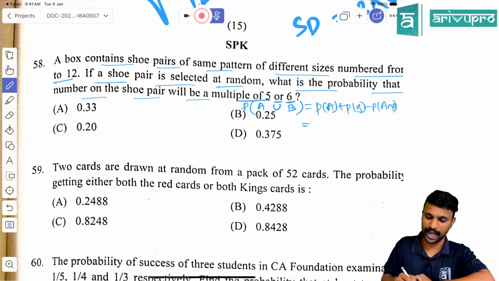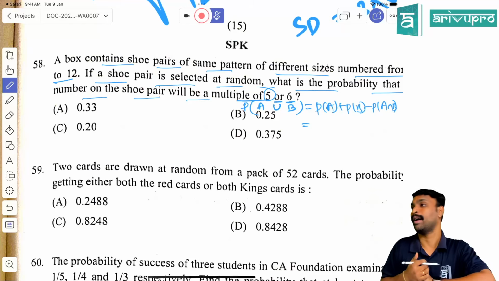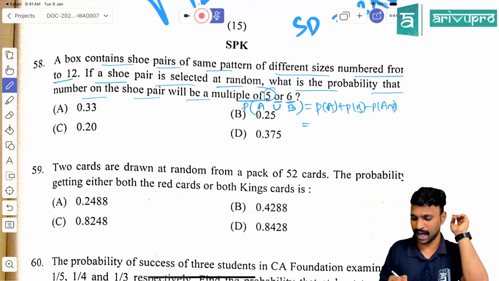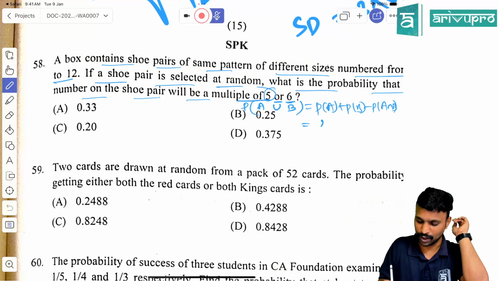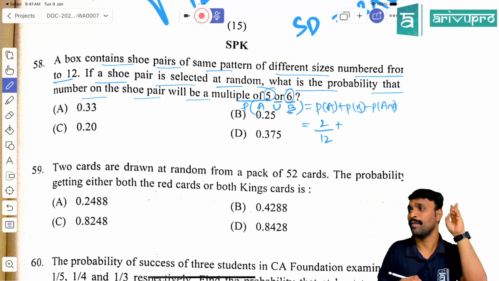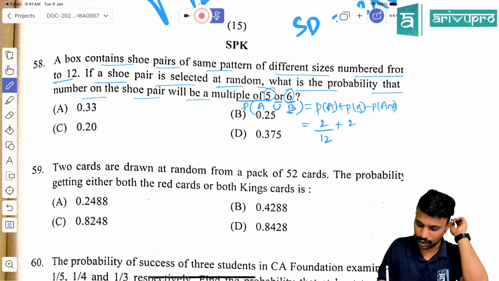What is P of A? A is for multiples of 5. Guys, from 1 to 12, how many multiples of 5 are there? Only 2, 5 and 10. So 2 out of 12. Now what is B? Multiples of 6. From 1 to 12, how many multiples of 6 are there? 2, which are 6 and 12. Correct? So 2 by 12.